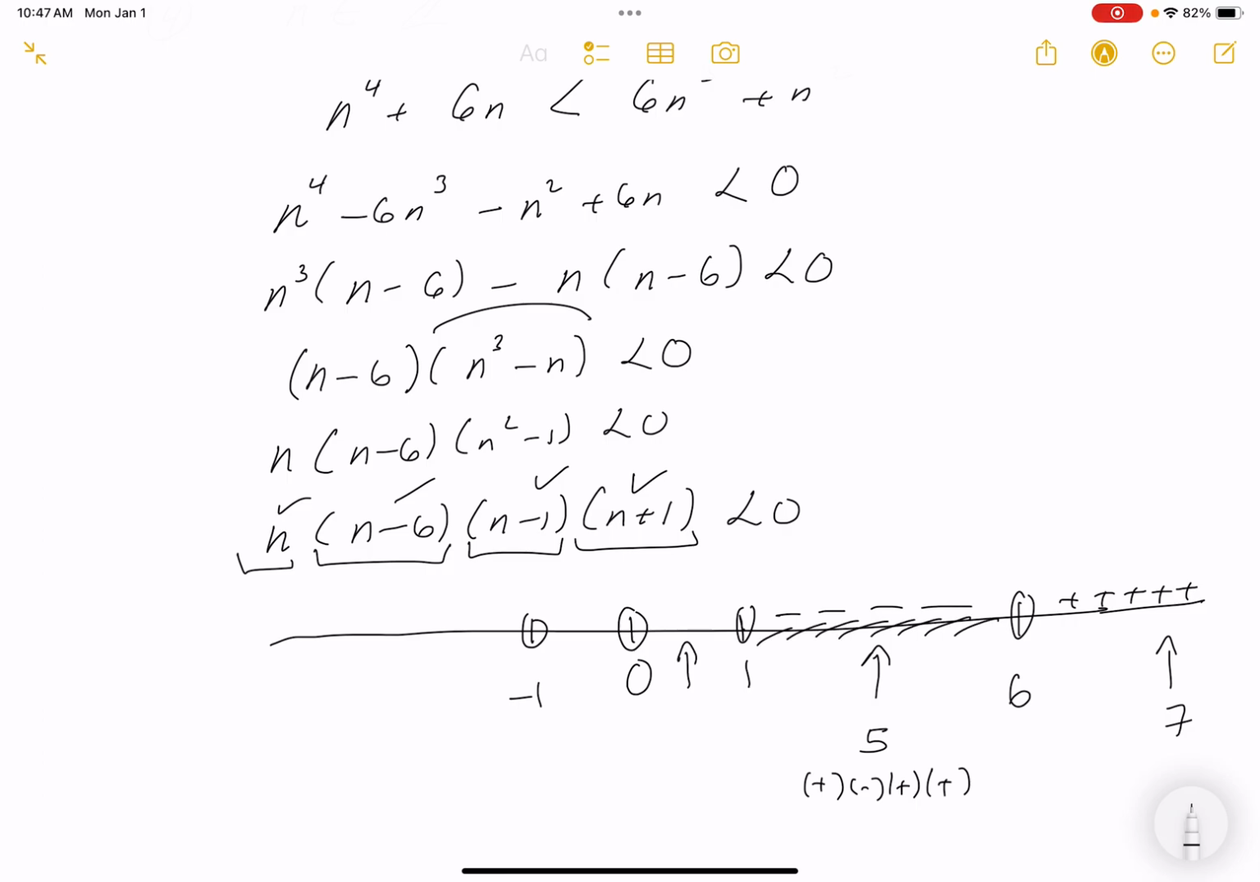What's a good number between 0 and 1? Half. If you plugged it in, what would you get? Positive, negative, negative, and a positive. Overall it's positive.